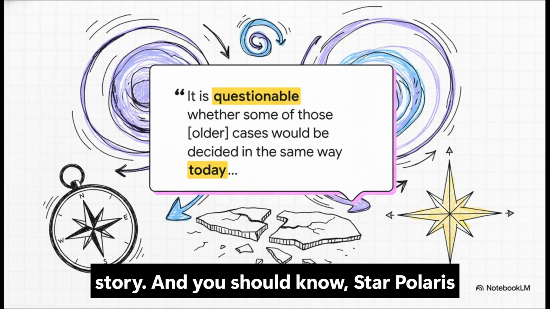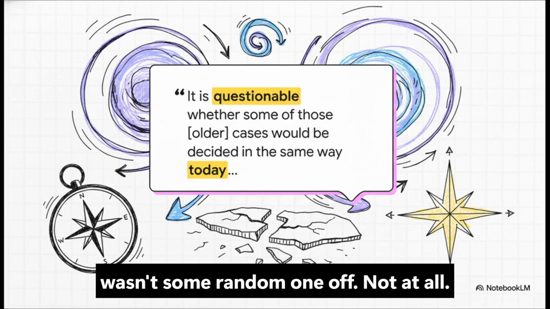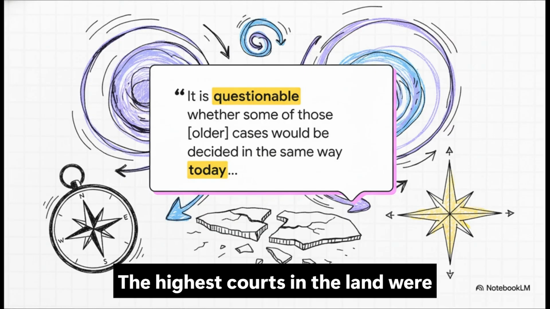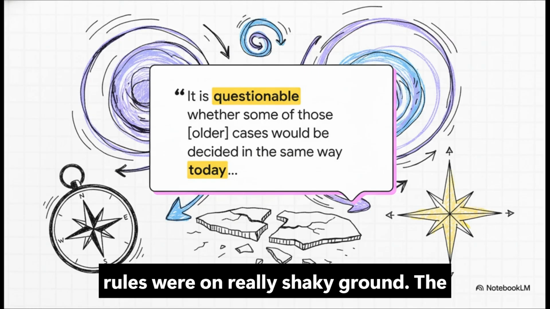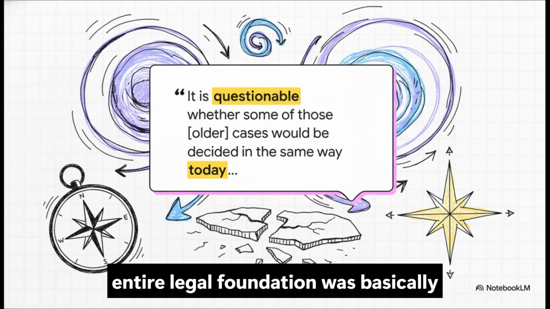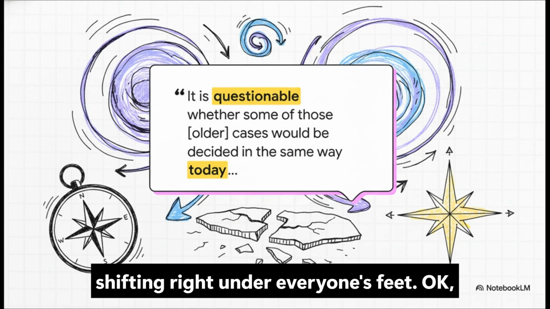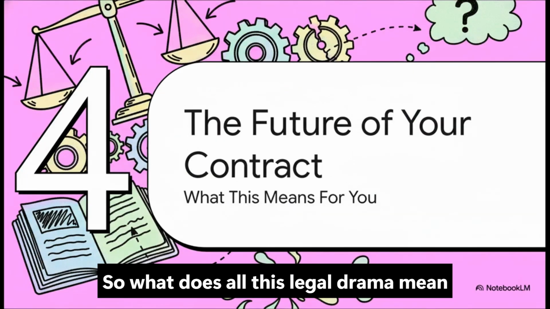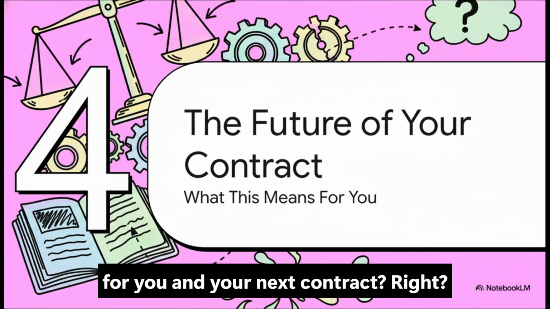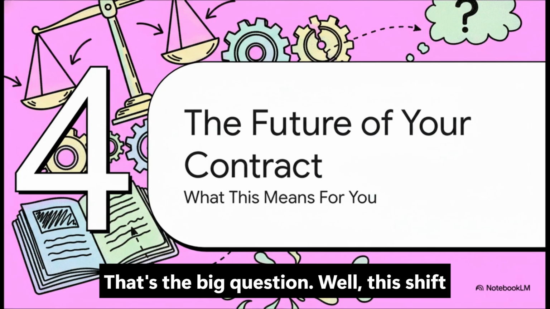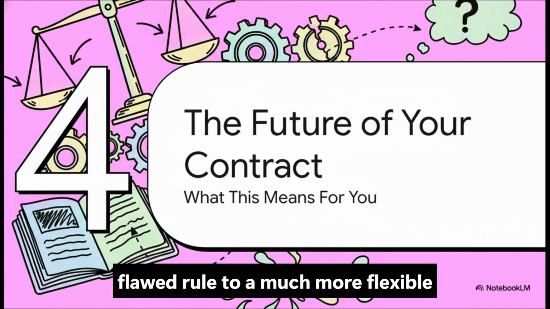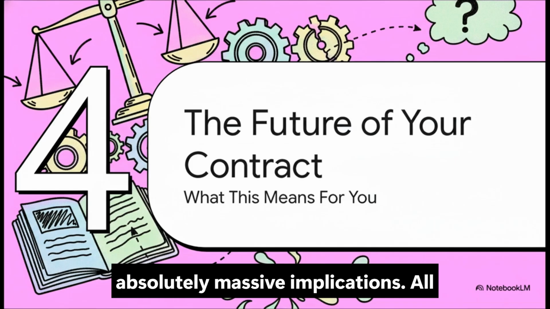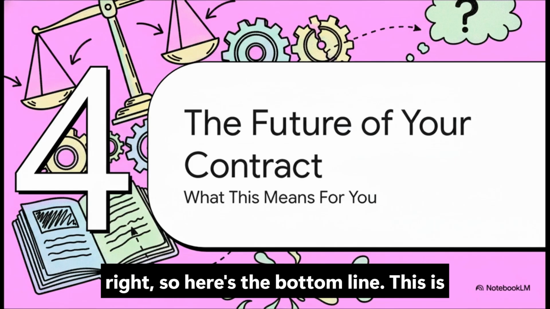And you should know, Star Polaris wasn't some random one-off. Not at all. The highest courts in the land were already sending signals that these old rules were on really shaky ground. The entire legal foundation was basically shifting right under everyone's feet. Okay, so what does all this legal drama mean for you and your next contract, right? That's the big question. Well, this shift from a predictable but, let's be honest, flawed rule to a much more flexible context is king approach has absolutely massive implications.